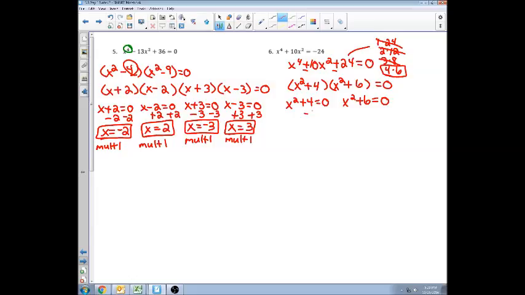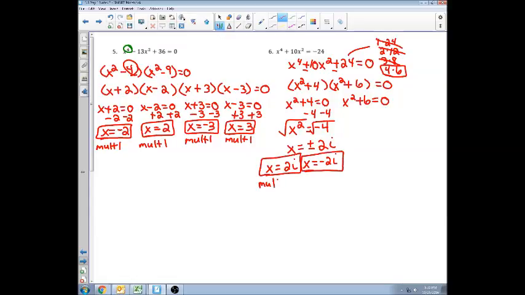Okay? And what you're going to notice here when I solve for x is here I have to take the square root. So x would equal plus or minus the square root of negative 4, which is 2i. Anytime there's a negative under the square root, I have an i. I have 2 different answers there. I have a positive answer and a negative answer. So this would be x equals 2i, x equals negative 2i. So both of their multiplicities are just going to be 1.